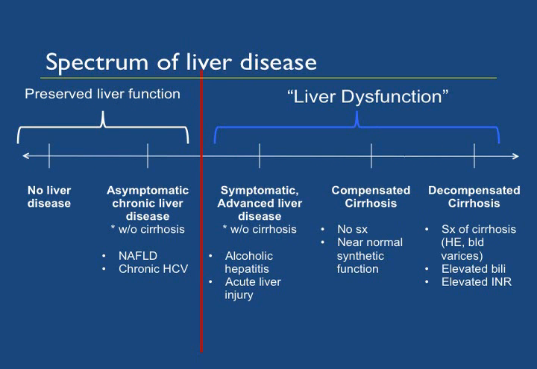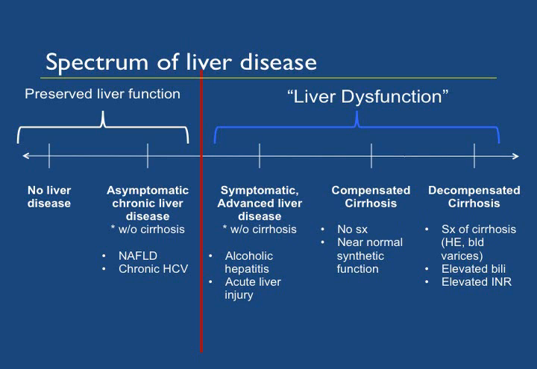It is important to note that altered drug metabolism only occurs in patients that have significant liver dysfunction. This slide demonstrates the spectrum of liver dysfunction, which is important when considering how a drug is affected by liver disease. On the left, patients with no liver disease or asymptomatic chronic liver disease without cirrhosis, such as fatty liver disease or chronic hepatitis C, have preserved liver function, and therefore drug metabolism in the liver is not affected.